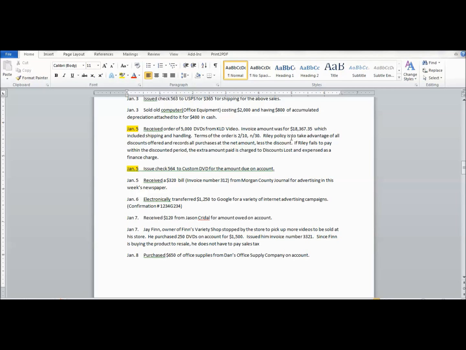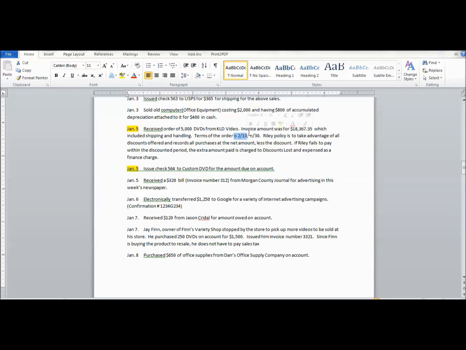The invoice was $18,367. The terms are 2/10, net 30: a 2% discount if we pay within 10 days, otherwise we pay the entire amount in 30 days. Take advantage of the discount at the time of the purchase, right? That's important. It says take advantage at the time of the purchase. So we want to treat the purchase as if we took the 2% discount.